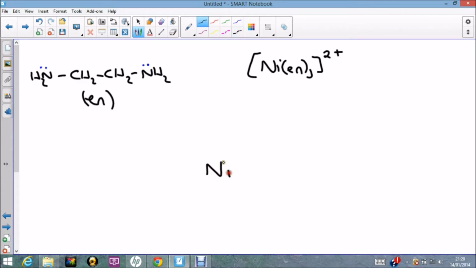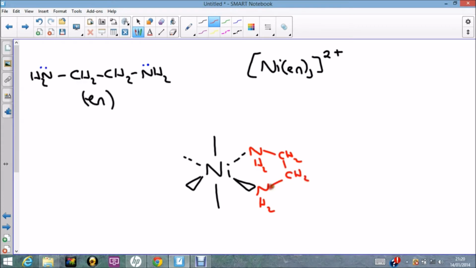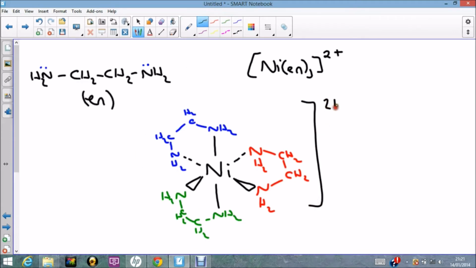And the answer: draw the nickel in the centre. There's 3 en ligands, so this is obviously going to be octahedral. And then the same thing again, it's the nitrogens with the lone pair, so we put them on first. Fill the rest of the molecule in. There's one. Final one. Last thing, square brackets and the charge.